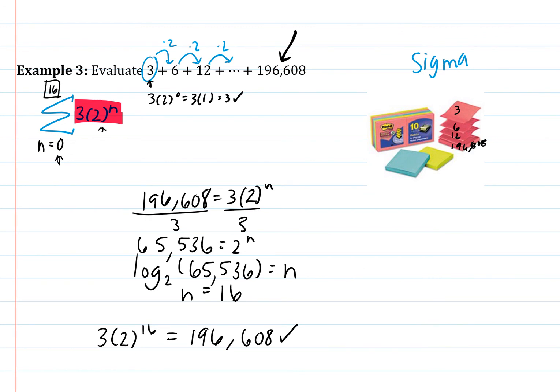That's like saying we're taking all the terms that have this shape, 3 times 2 to the n, where you're first going to substitute in 0, last going to substitute in 16, and then this big sigma tells you to add them all up. Well, lucky for you, you can do this in your calculator.